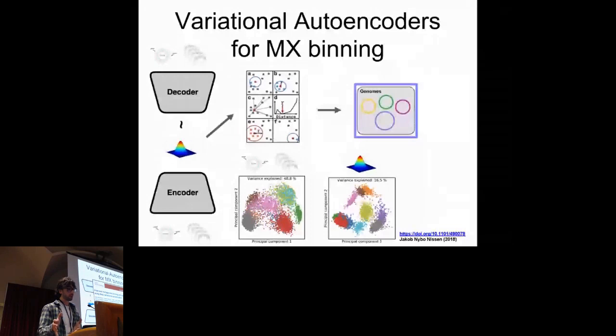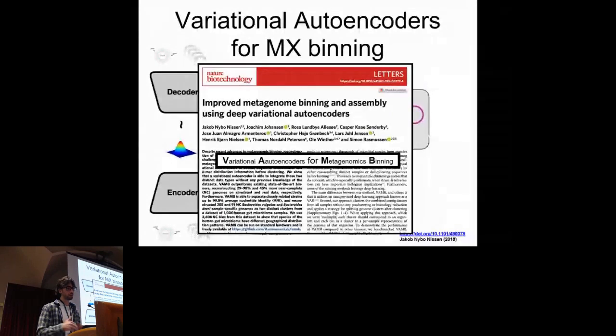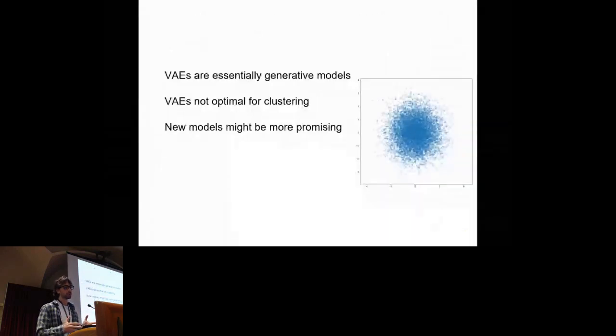That was developed in the group and published around one year ago and called VAMB, Variational Autoencoders for Metagenomics Binning. However, variational autoencoders are essentially generative models. But what that means is that once they are trained, we use the latent space, or better the prior, and we use the decoder that has been trained to generate new data. Therefore, since the latent space looks kind of Gaussian, it's not really optimal for clustering. It's not super easy to cluster.